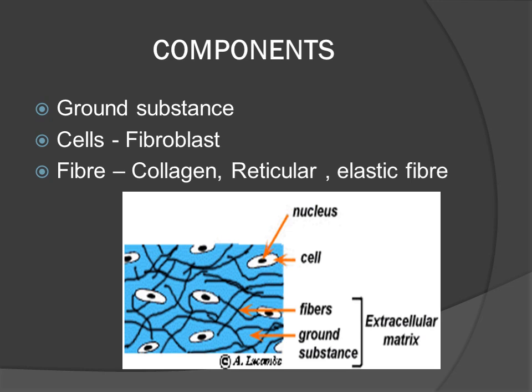Okay. So here also, two questions are asked as assignments. Give the components of this connective tissue. What will be the answer? Ground substance, cells as well as fibers. Okay. Then the next question. Name the types of fibers: collagen fiber, reticular fiber as well as elastic fiber. Clear?